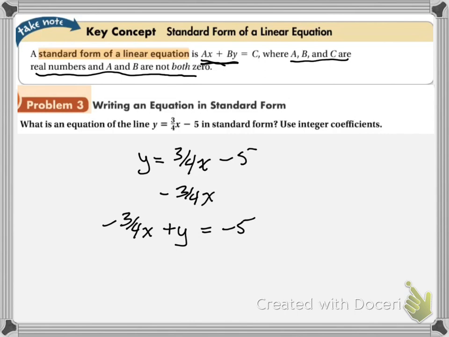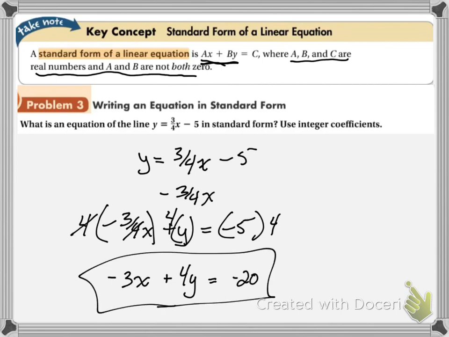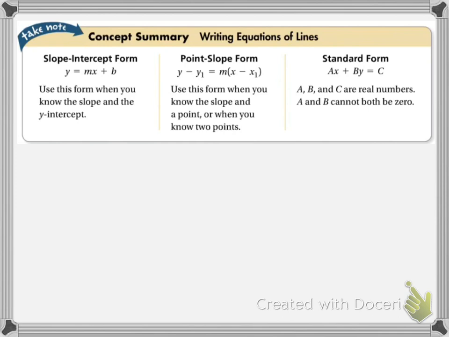Now I need to get rid of this fraction because that's what standard form is. So how do I get rid of the 4 in the denominator? I'm going to multiply everything by 4. That's going to cancel that 4 there. But in order to do that, I have to multiply every single thing by 4. That gives me negative 3x plus 4y equals negative 20. That's my standard form.